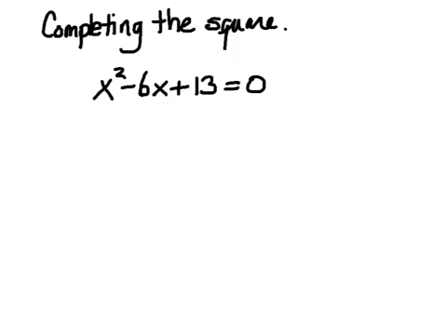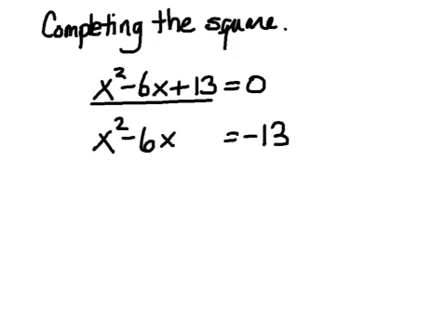And we'll learn about the quadratic formula, but how can I get this to look like a perfect square? How can I get a perfect square trinomial? And the answer is this. I want to make this be a perfect square. So I'm going to say x squared minus 6x, I'm going to bring the 13 over, equals negative 13.